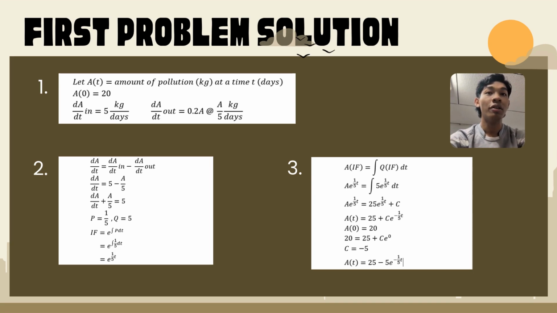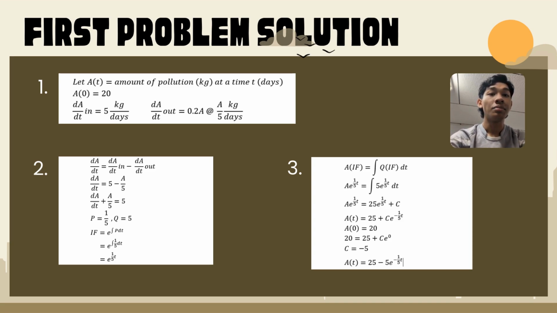So this problem already gives the value of dA over dt for inflow and dA over dt for outflow. So we don't need to calculate the value of dA over dL and dL over dt. So dA over dt for inflow is equal to 5 kg per day, and dA over dt for outflow is 0.2A, or if we convert it into a fraction, A over 5 kg per day.